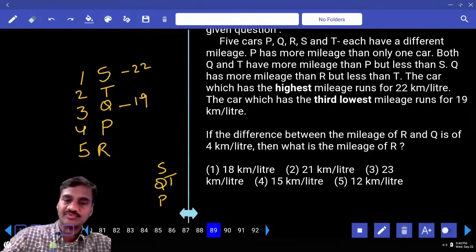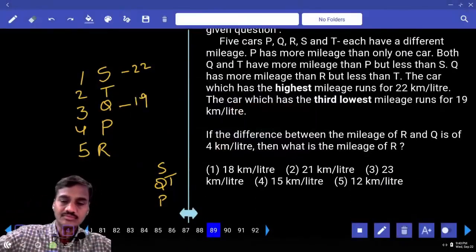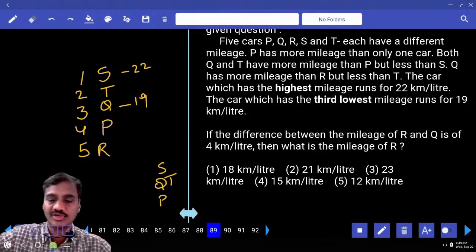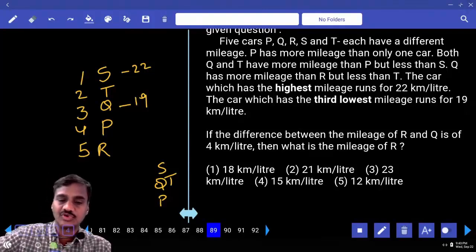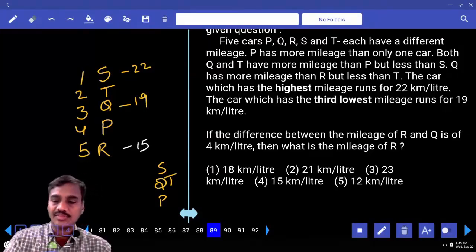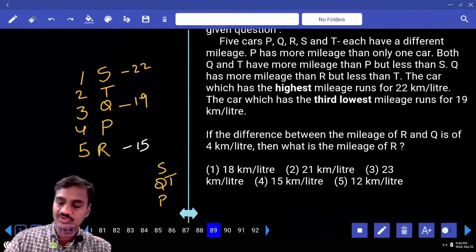If the difference between the mileage of R and Q is 4 liters, then with Q at 19 and R below it, lower, 19 minus 4, R must be 15. So what is the mileage of R? R is 15, that is choice 4, question number 89.